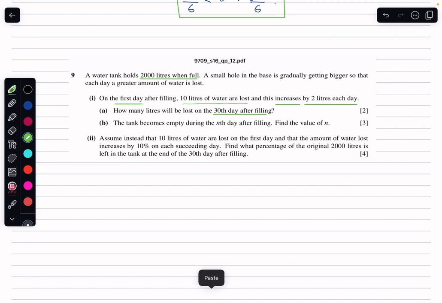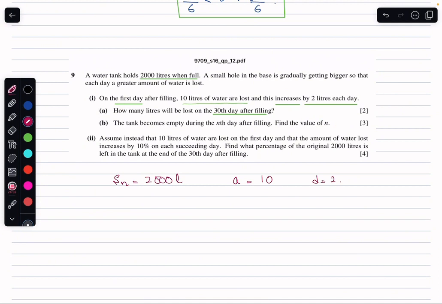So here that's the hint that we should be using the sum formula. The total capacity of the tank is going to be 2000 liters. And then they are talking about the decrease in the leakage in the water tank. On the first day, 10 liters of water is lost, and then this increases by 2 liters each day. So our d needs to be 2.